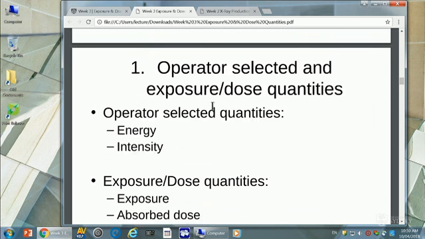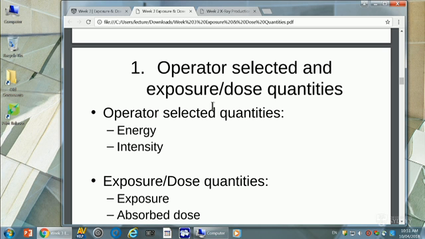All right. In terms of operator selected and exposure dose quantities, sort of the operator selected quantities, and I'm just throwing it all in here so you understand all of them and how they sort of build on each other. Energy, you select a KVP. You've got control over selecting the KVP. You could add a filter into the beam if you wanted to. You've got control of the energy. So this is an operator selected quantity.